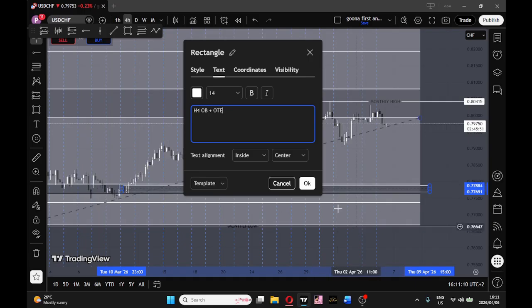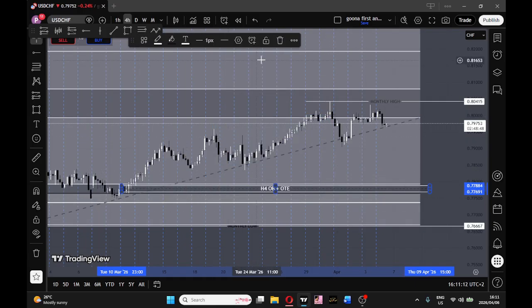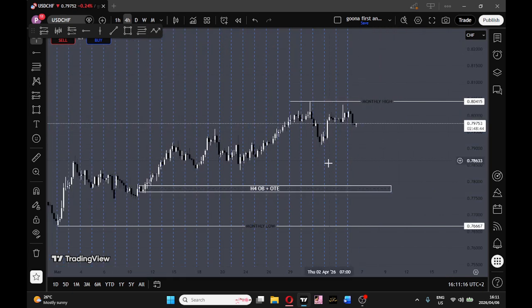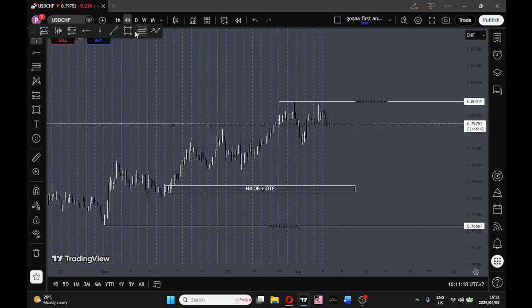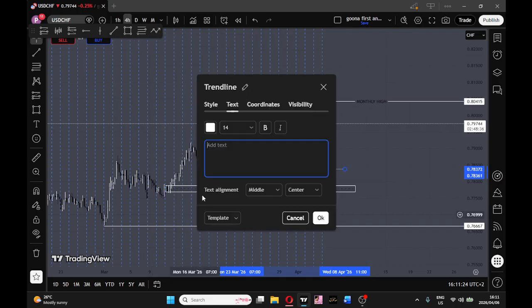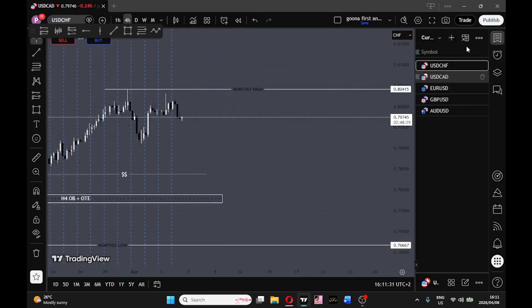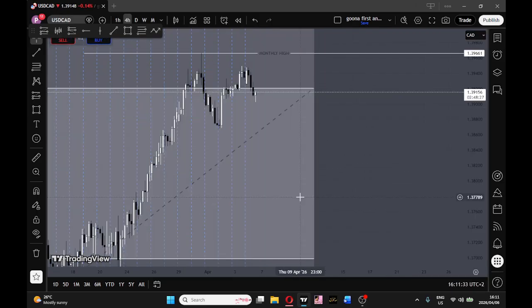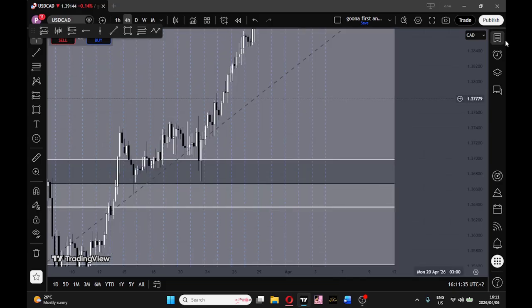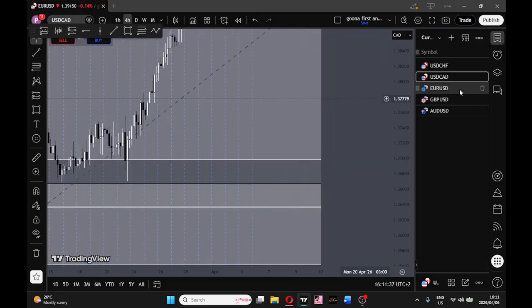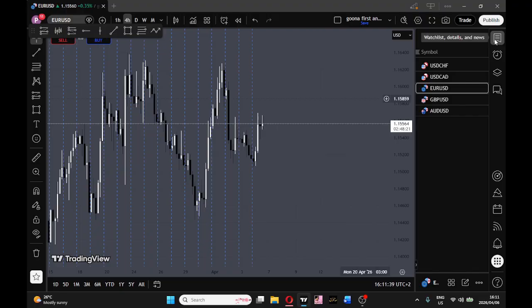So DXY was a buy setup, USDCHF is also a buy setup, so direction has to be the same, so that's good. And right here we have our liquidity. Still hasn't been swept from 2 weeks back, but it's something like this. Let's go to USD CAD. There was no setup in USD CAD for last week, so let's skip that.